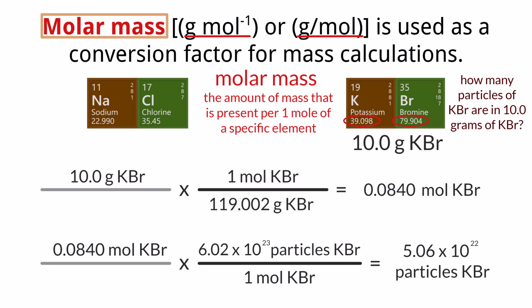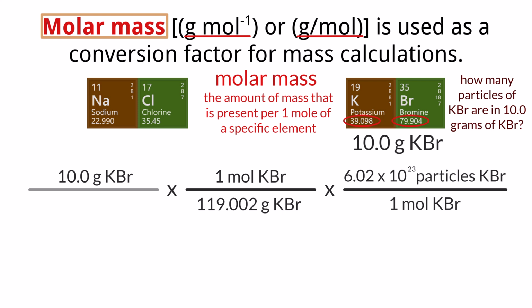It makes sense that our answer is smaller than Avogadro's number, the amount of particles in 1 mole, because 0.0840 moles is less than 1 mole. If we were to have calculated these two steps together, we would have written it like this. Notice that all the values and units are in the same places.